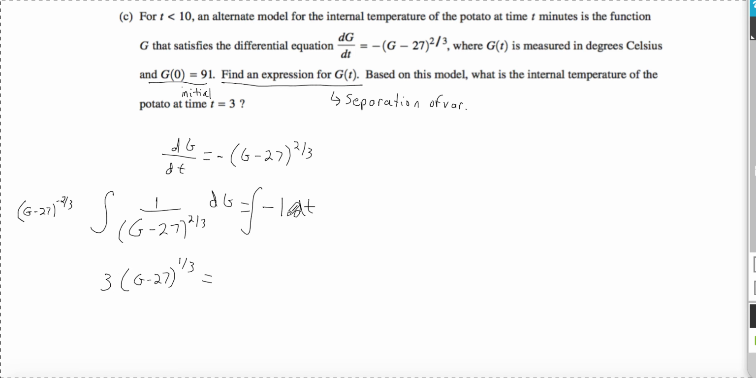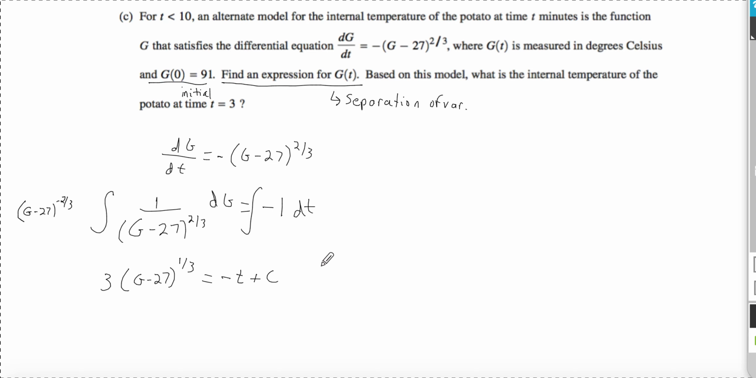It's going to be equal to -1. I need the antiderivative of -1 with respect to t, which will be negative t. The derivative of negative t will give us -1. Remember, you can always check by taking the derivative. Plus c. All right, we've done our antiderivatives.